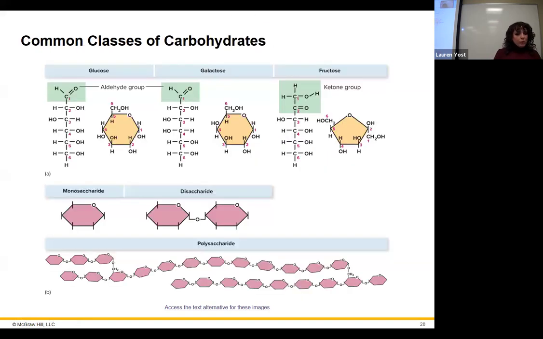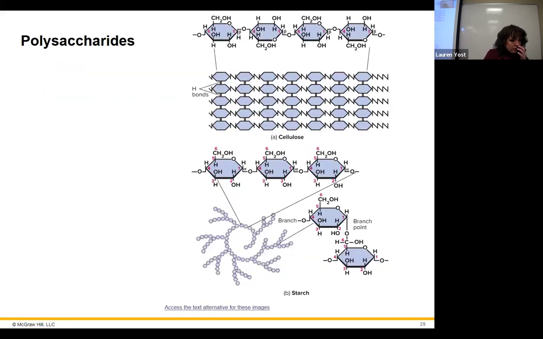Anyways, down here we have an example of a polysaccharide, just a whole bunch of sugars linked up and linked up and linked up and so forth. That's kind of how starch works. So here's a picture of starch down here. That's all these branching off going on, just building off one another.